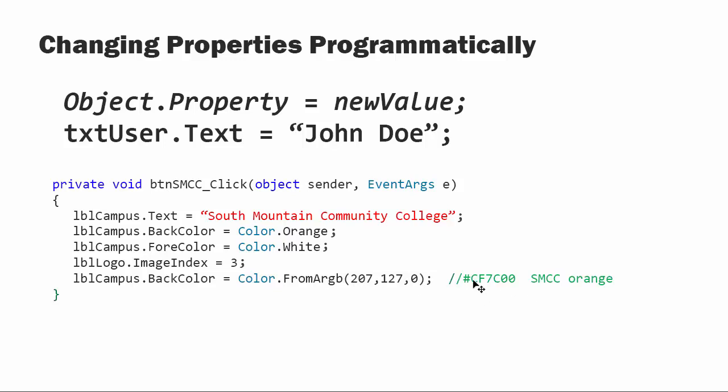207, which is the same as CF in hexadecimal format. And this is the decimal format. 127 decimal, which represents the 7C hexadecimal, and 0, which represents the 00 for the blue value. So it's always red, green, blue. That will display this very precise shade of orange.